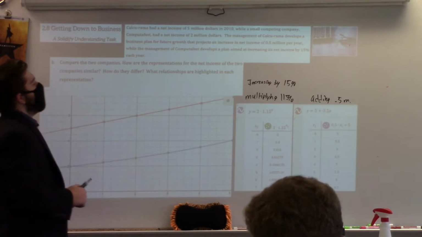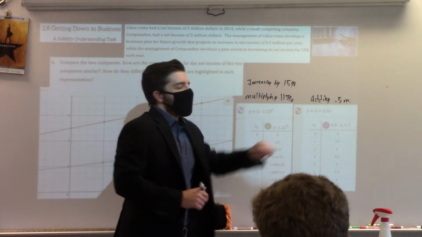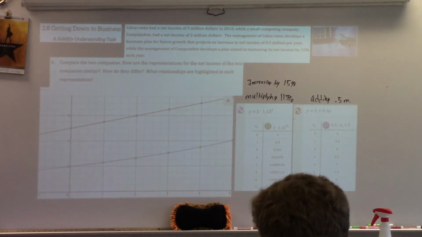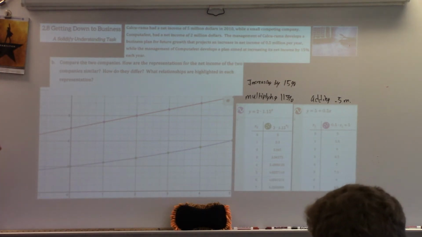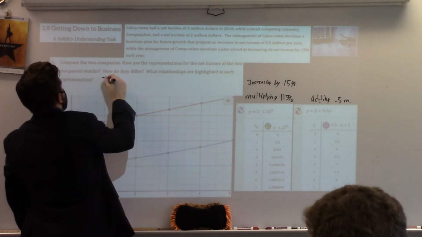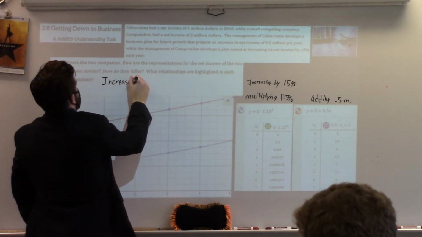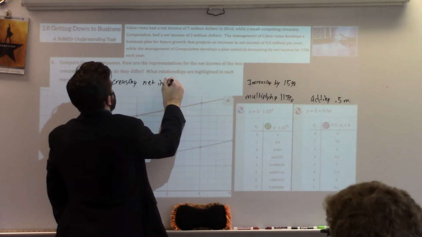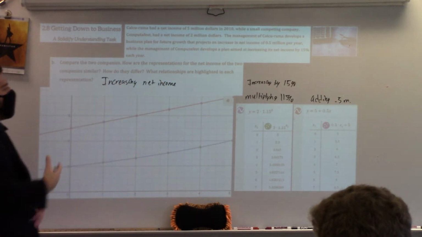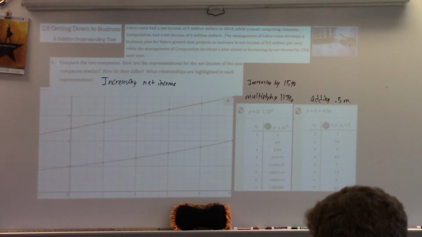Okay. So we have these two different types of rate of change, right? We have a multiplicative rate of change and an additive rate of change. That's how they're different. How would we say that they're similar? They're both increasing every year. Yeah, they're both increasing their net income. So while they're both increasing their net income, they're increasing them in different ways, right? They're increasing by either adding $500,000 or multiplying by 115%, or increasing by 15%. So that's how these are similar and different.